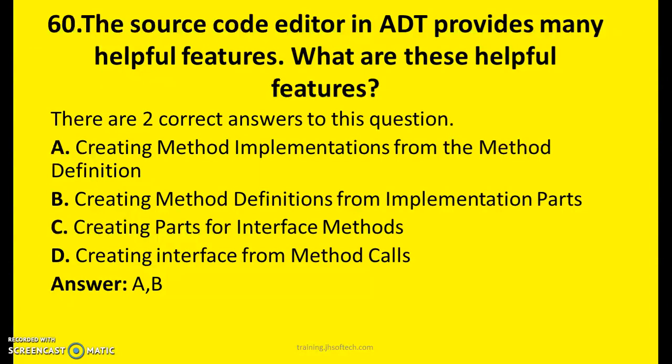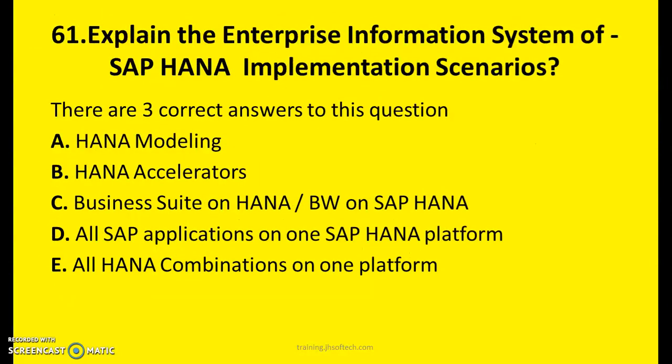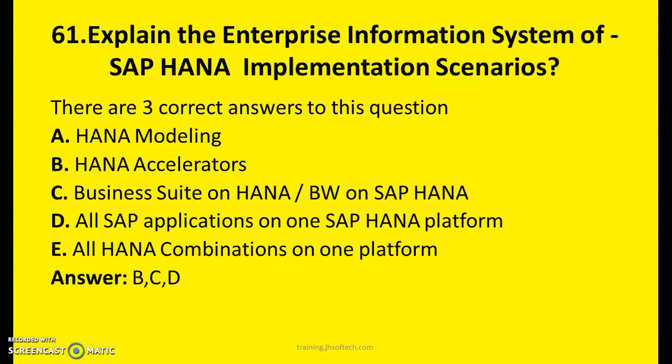from implementation parts. 61st question: explain the enterprise information system of SAP HANA implementation scenarios. The three right answers for this: A, HANA Modeling; B, HANA Accelerators; C, Business Suite on HANA, BW on SAP HANA; D, all SAP applications on one SAP HANA platform; or E, all HANA combinations on one platform. So the answers are B, C, and D: HANA Accelerators; Business Suite on HANA, BW on SAP HANA; all SAP applications on one SAP HANA platform.